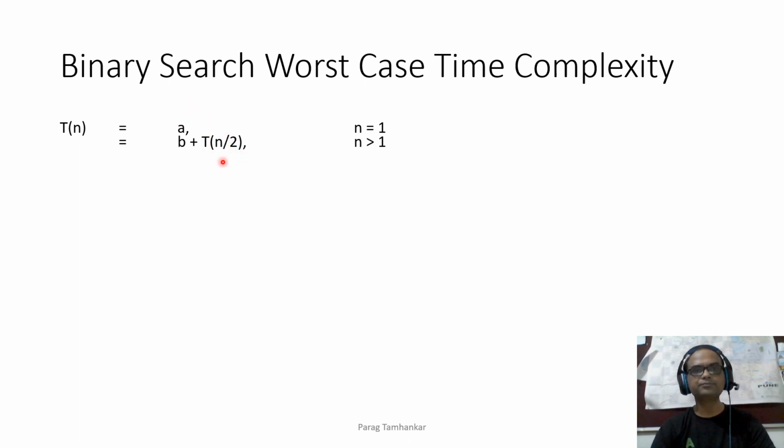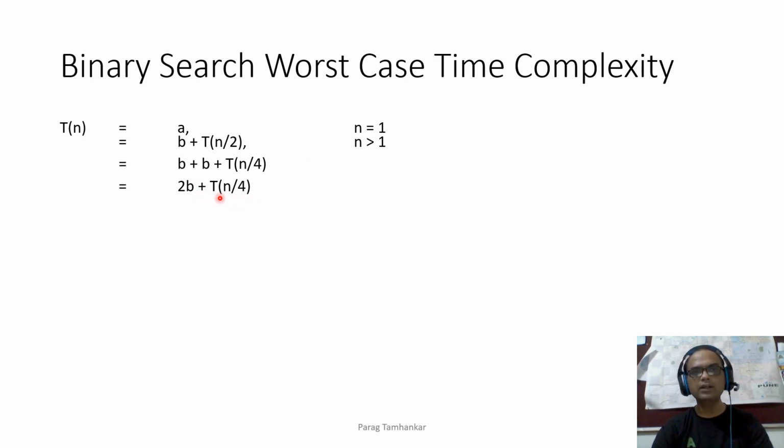So let's see how to solve this recurrence relation using the substitution method. If T of n is b plus T of n by 2, what would T of n by 2 be? T of n by 2 would be b plus T of n by 4. So this b is as it is, and T of n by 2 is replaced with b plus T of n by 4, which is nothing but 2b plus T of n by 4.